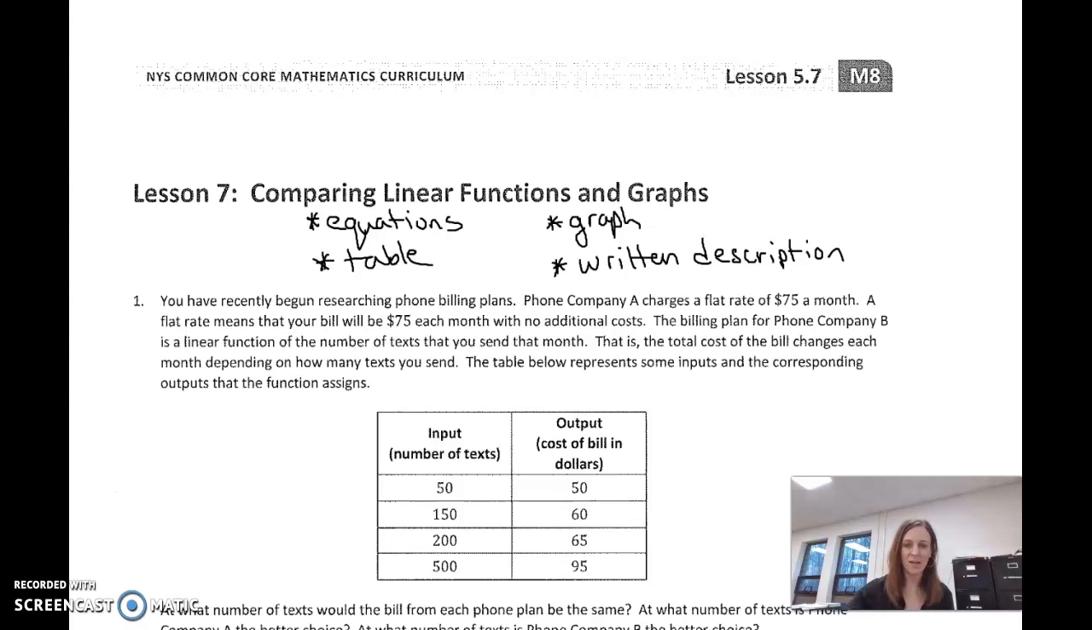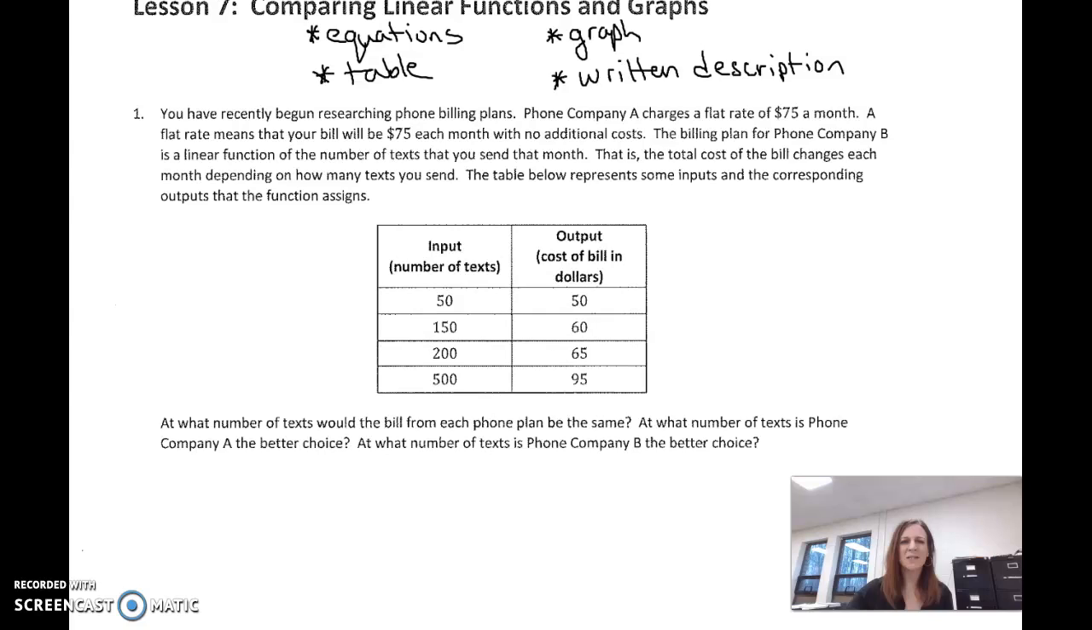So let's look at this first example. You've recently begun researching phone billing plans. Yeah, this happens, right? Phone company A charges a flat rate of $75 per month. A flat rate means your bill will be $75 no matter what, okay? No matter how much you talk or text or anything.